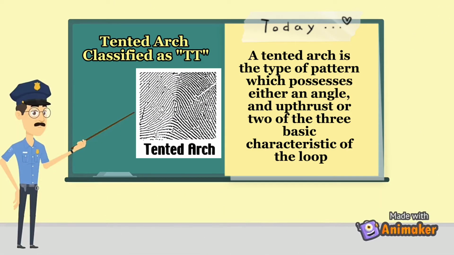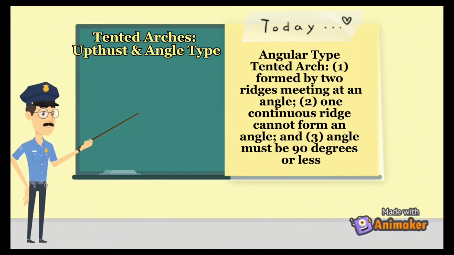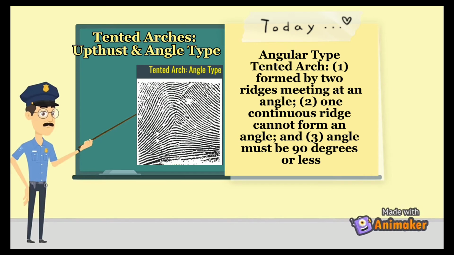Tented arch, classified as T. A tented arch is the type of pattern which possesses either an angle, an upthrust, or two of the three basic characteristics of the loop. Angular type tented arch: 1. Formed by two ridges meeting at an angle. 2. One continuous ridge cannot form an angle. And 3. The angle must be 90 degrees or less.